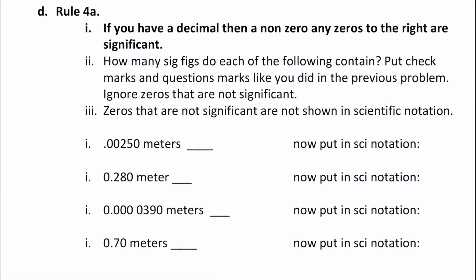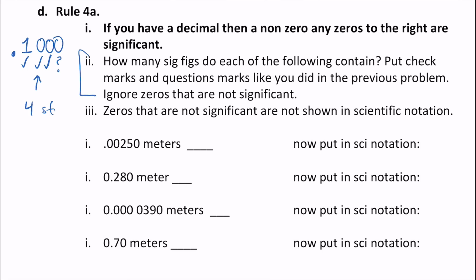Okay, rule 4A. If you have a decimal and then a non-zero, so decimal, then a non-zero, any zeros to the right are significant. This would be significant. These all would be significant. This would be the guess, but it would still be significant. So this would have 4 sig figs.